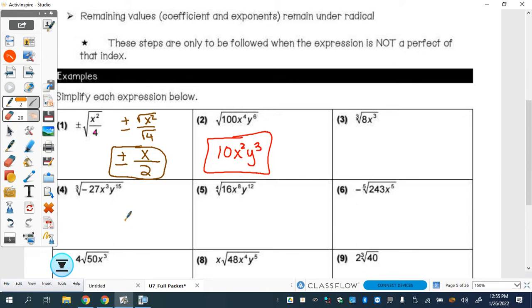All right, next one, now we switch to cubes, so you've got to switch your mindset a little bit. We're used to the squares, but we've got to go to cubes. Is 8 a perfect cube? Yes. Is x to the 3rd a perfect cube? Okay. What's the cube root of 8? The cube root of x cubed? So 2x.